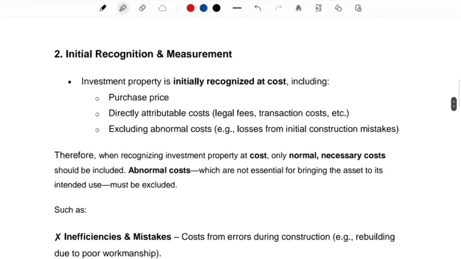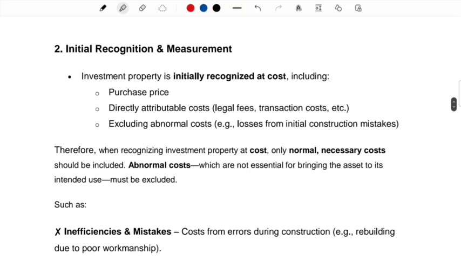Initial recognition and measurement. Now this is very important because you will definitely be asked to have this recognition and measurement calculations in the exam. Investment property, just like any other property under IAS 16, is initially recognized at cost, which is going to be including the purchase price, directly attributable cost, which we have already discussed under IAS 16, and excluding any abnormal cost.